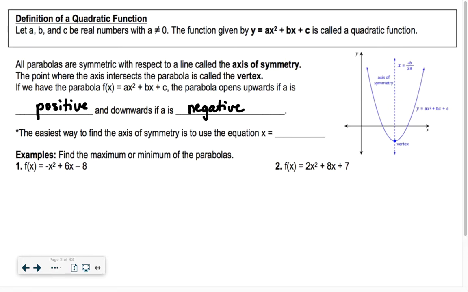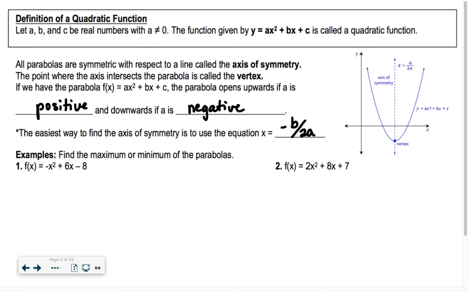So who can remember how to find the axis of symmetry? There's an equation, x equals... nothing, crickets... negative b over 2a. Oh, yes, you got it. I was really hoping you guys remembered that.